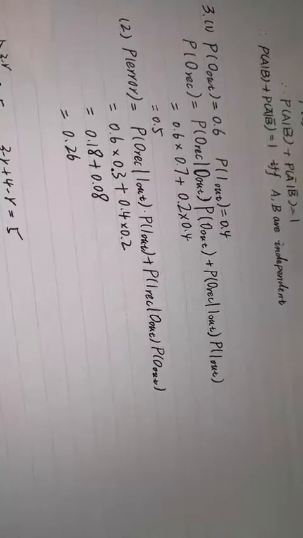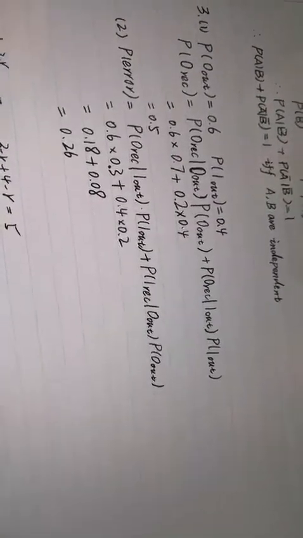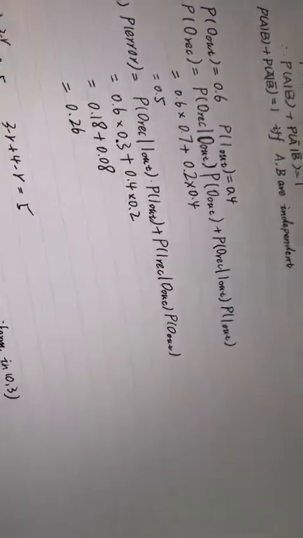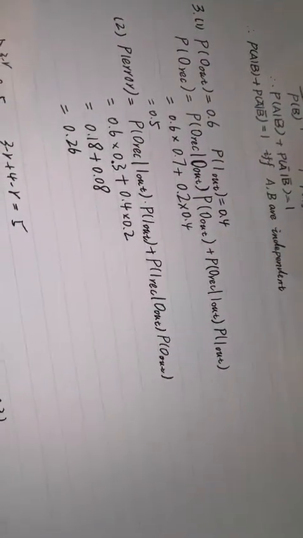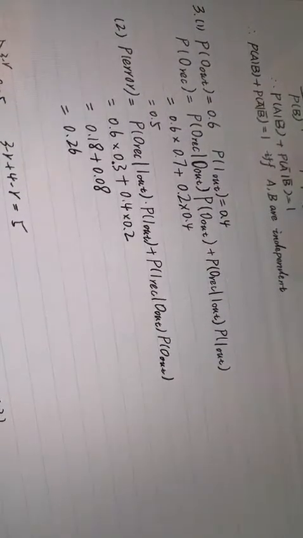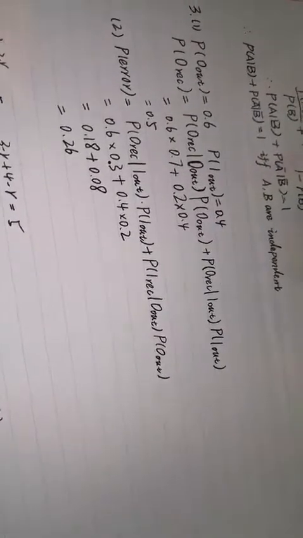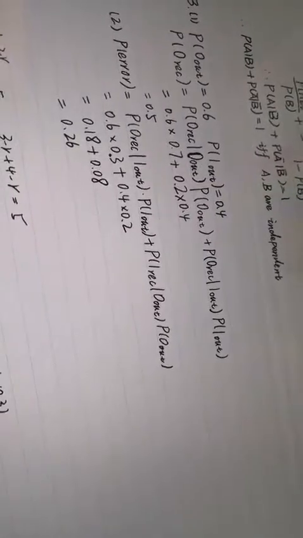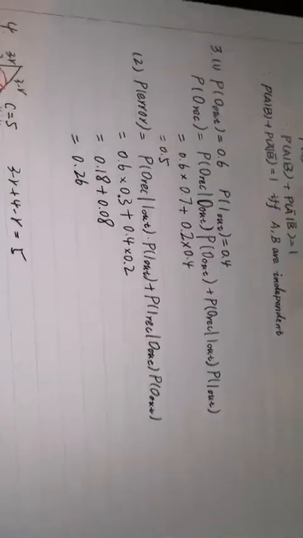When 0 is transmitted, the receiver receives 0 with probability 0.7 and 1 with probability 0.3. When 1 is transmitted, the receiver receives 0 with probability 0.2 and 1 with probability 0.8. And the first problem is to find the probability that data 0 is received.